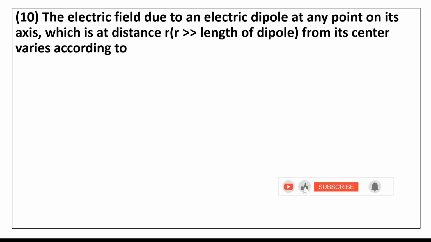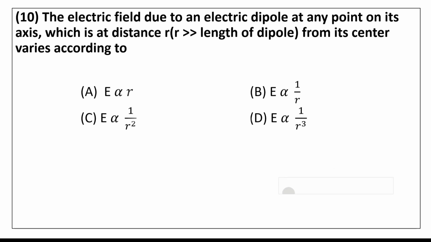Last question. Electric field due to an electric dipole at any point on its axis, which is at a distance r from its center, varies according to. Here, this is also a question directly from the expression where electric field is inversely proportional to the cube of R.